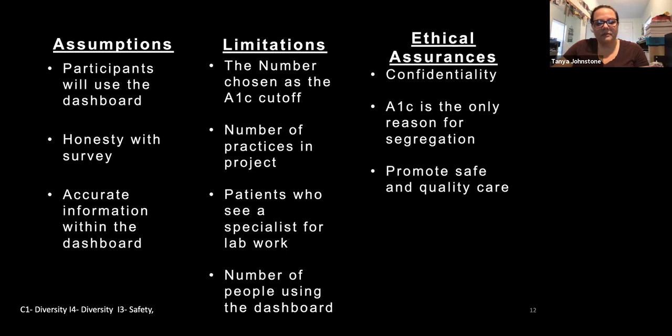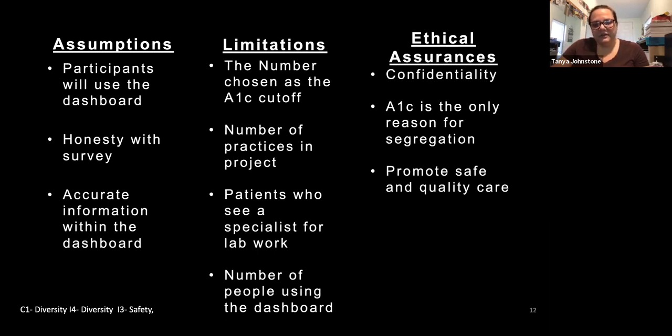The number that was used for a cutoff for A1C of 9% can limit the amount of patients that you work with. As for the number of practices within my project, I only had one practice that I was currently using. We also found that one of the limitations was the patients who use specialists for their lab work, and I'll discuss that a little bit later on. Also, a limitation was the number of people that were using the dashboard, as there were only 5.